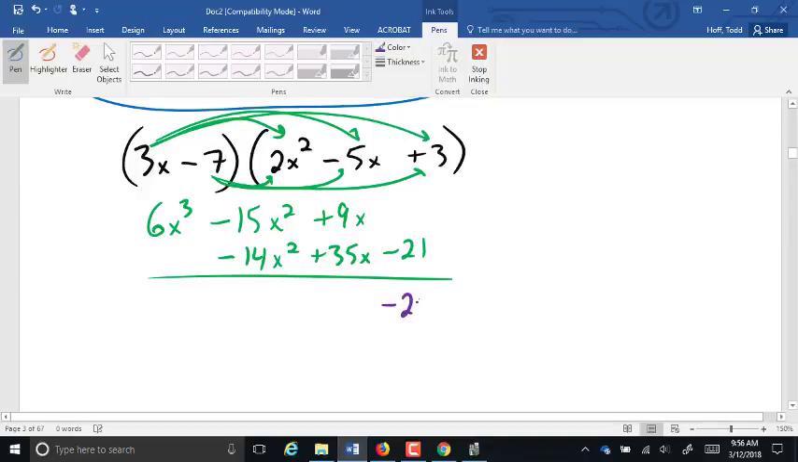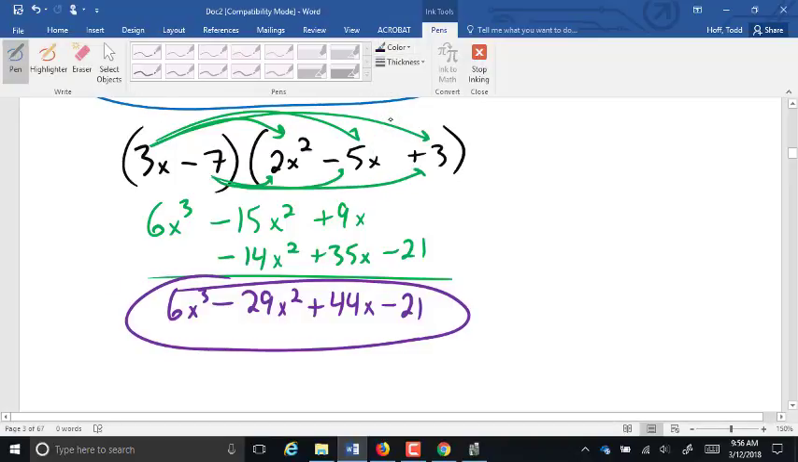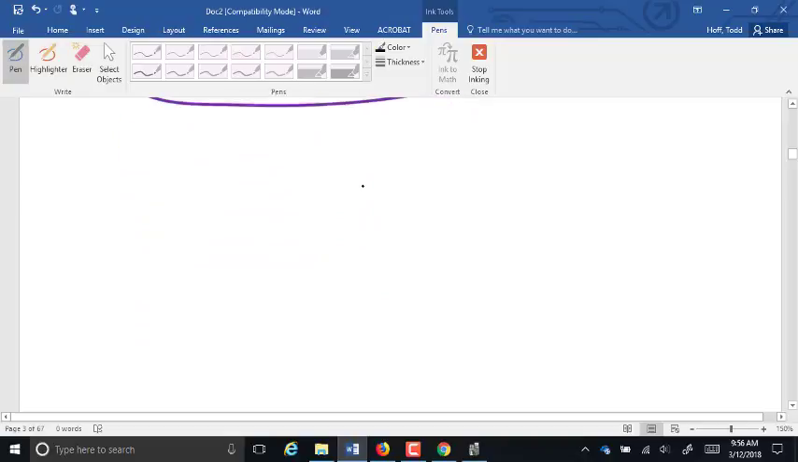So we've got the negative 21. 9x and 9x and 35x make 44x. And negative 15x squared and negative 14x squared make negative 29x squared. And, excuse me, but the 6x to the third. Any questions on that? Well, then, just for fun, let's see if you can figure this one out on your own.